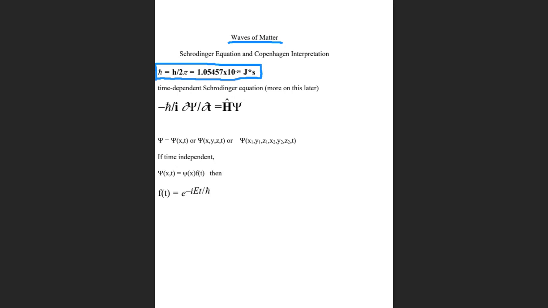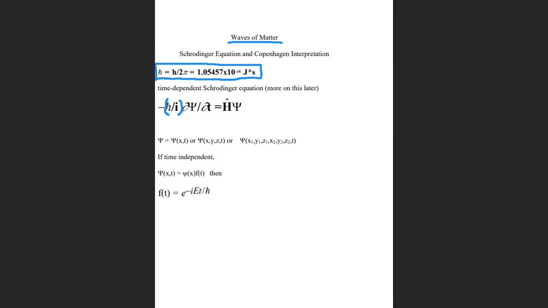Okay, it turns out that any system of matter has some sort of wave function, which is a mathematical function based on the position of where things are in the system. And you can write an equation for the wave function of any material thing. It looks like this. I should have H bar over i in parentheses.